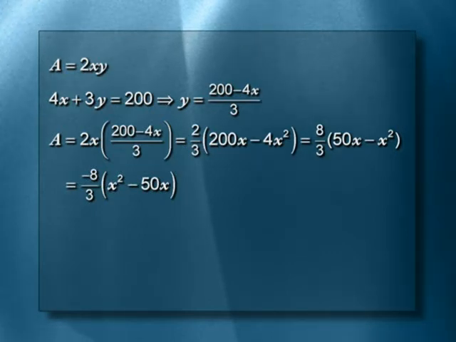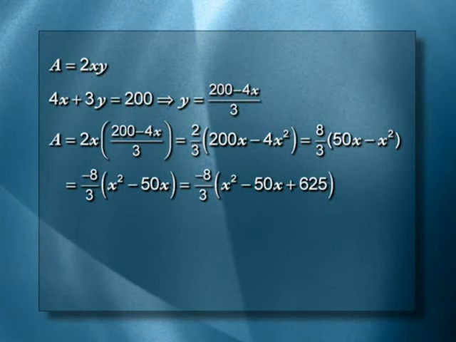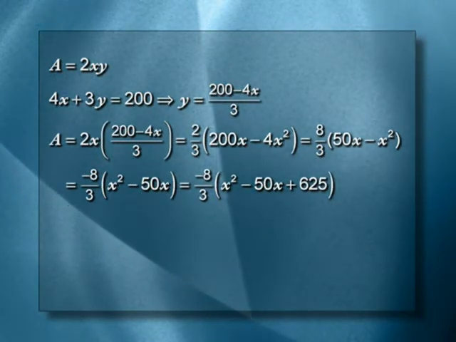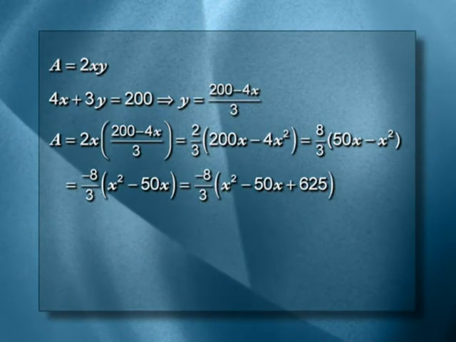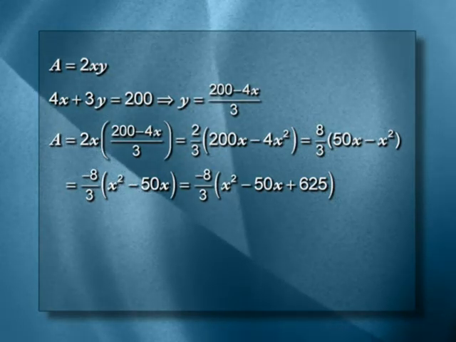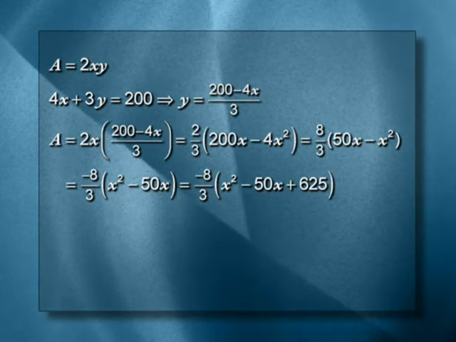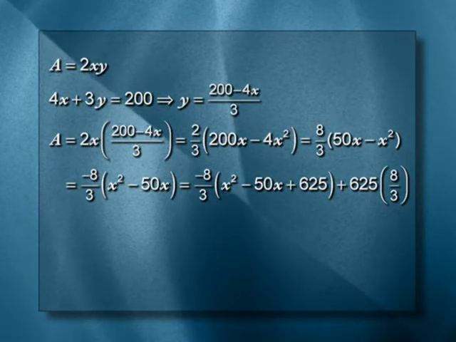What's the rule? The rule is you take the b term, the middle term, minus 50, divided by 2, and square it. So I'll have to add 625. So now I have minus 8/3 times x squared minus 50x plus 625. Well, now wait. I've changed the problem. I've added 625. Well, I didn't really add 625. I added 625 times minus 8/3, didn't I? So I have to put that back. So at the end, I put in 625 times 8/3, so I don't change the problem.